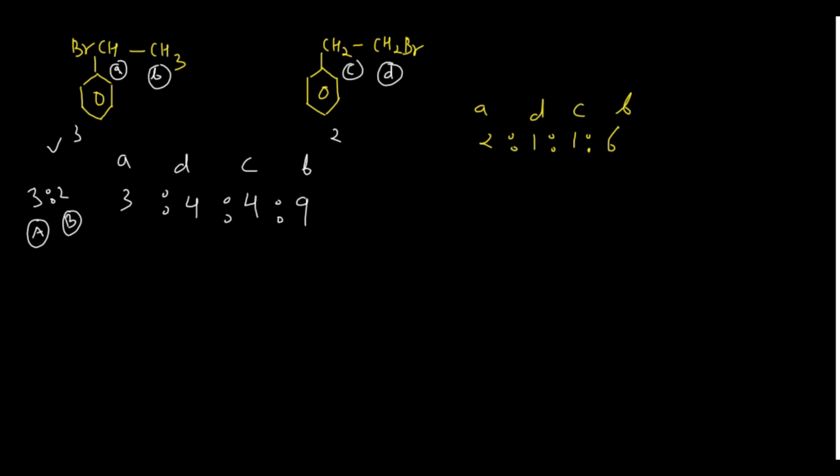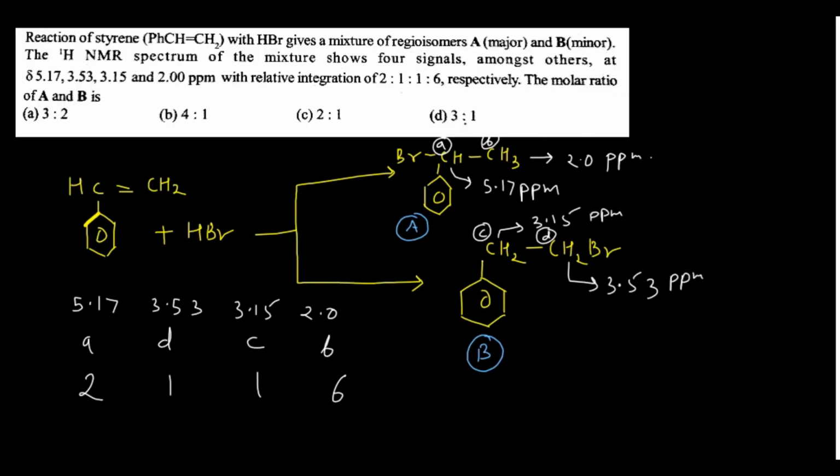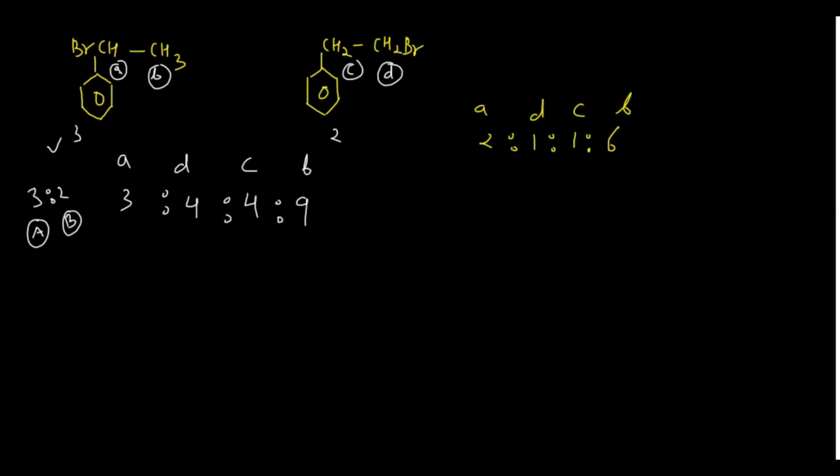Now suppose my second option in the question is 4:1. Suppose I take the molar ratio of 4:1. So what I can do, I can write here molar ratio of 4:1, that means 4A and 1B. So what will we get in that case?